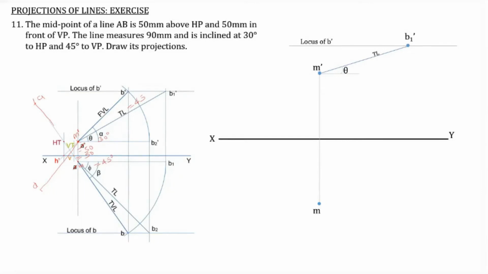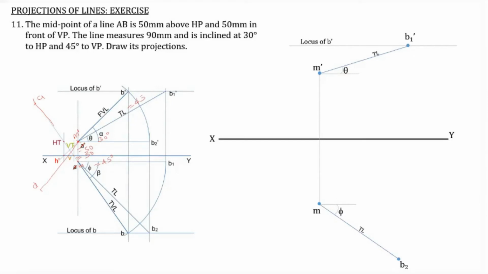Now we go for B2. This point will be B2, and this angle should be 45 degrees. So this is phi, 45 degrees. These two, MB2 as well as M dash B1 dash, both will be of true length. In this case, the true length is not 90 mm, because we are not considering the entire line. We are considering only half of the line. So the true length should be 45 millimeters, not 90 millimeters.